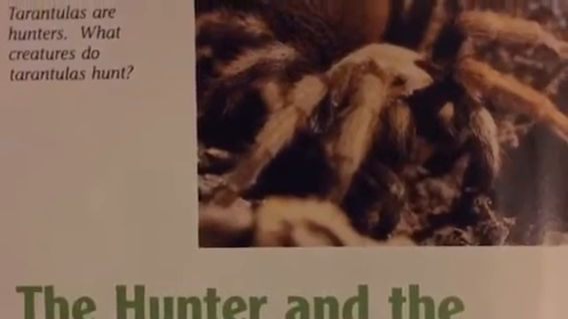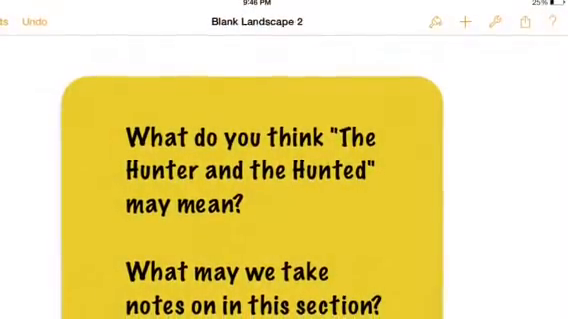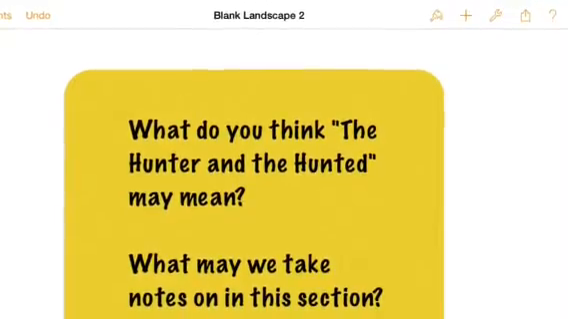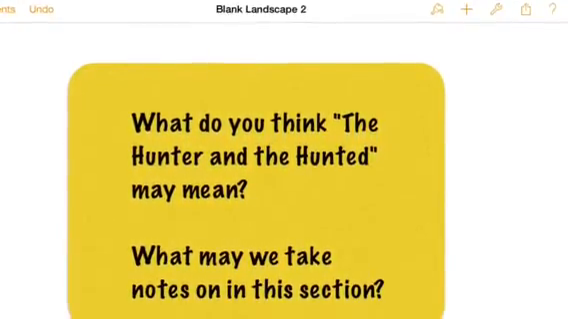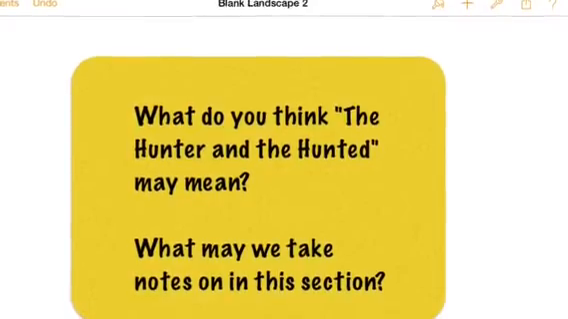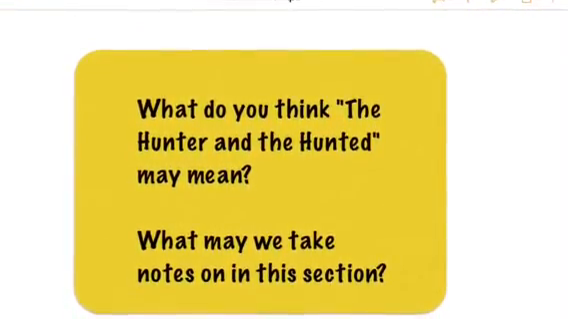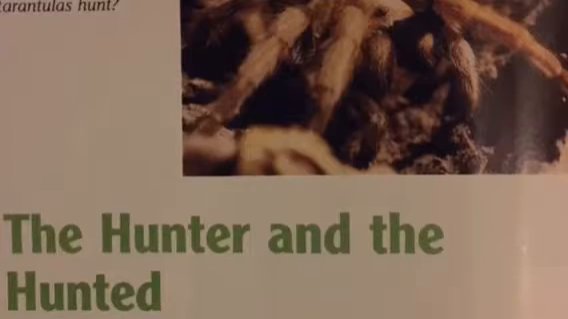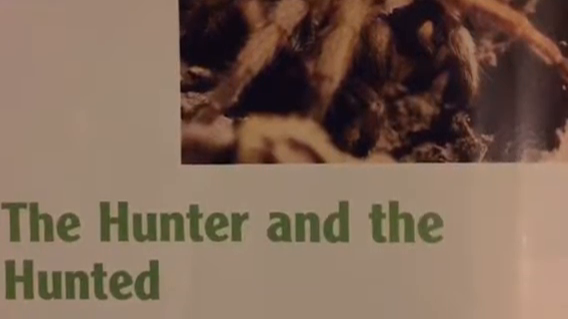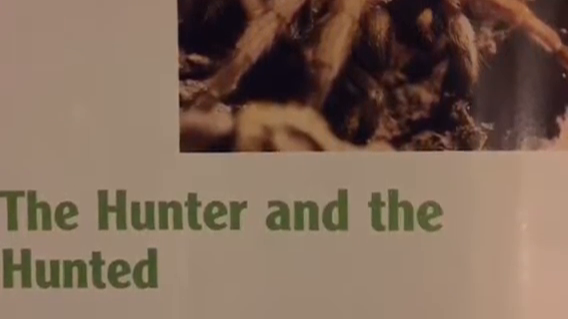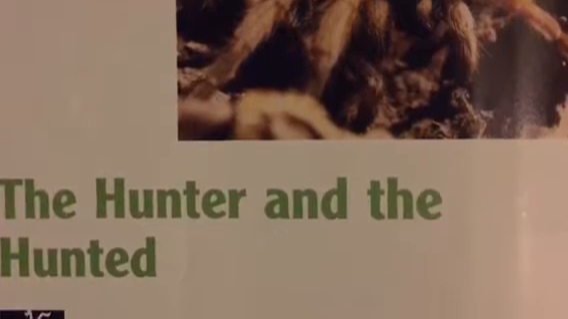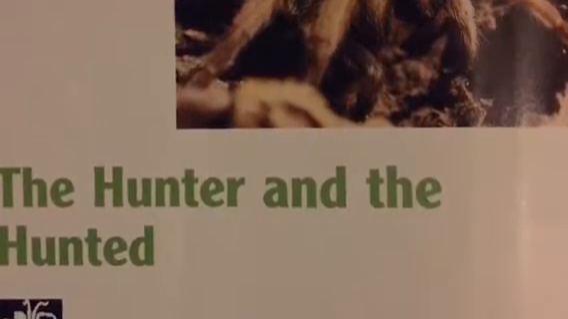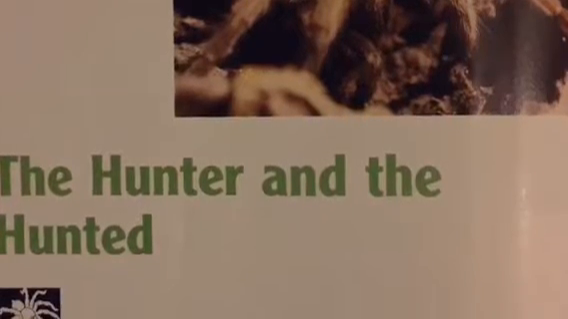In this book about tarantulas, it doesn't give the exact name of the topic. I'm going to ask you to pause the video, and I'm going to leave you with the question, what do you think the hunter and the hunted means in this nonfiction book about tarantulas? The hunter and the hunted refers to the tarantula hunting or finding food, which is part of his diet. In this chapter, it will also discuss which animals are predators or hunt tarantulas. Keywords are important words that help you find the information you're looking for. Be sure to use them.